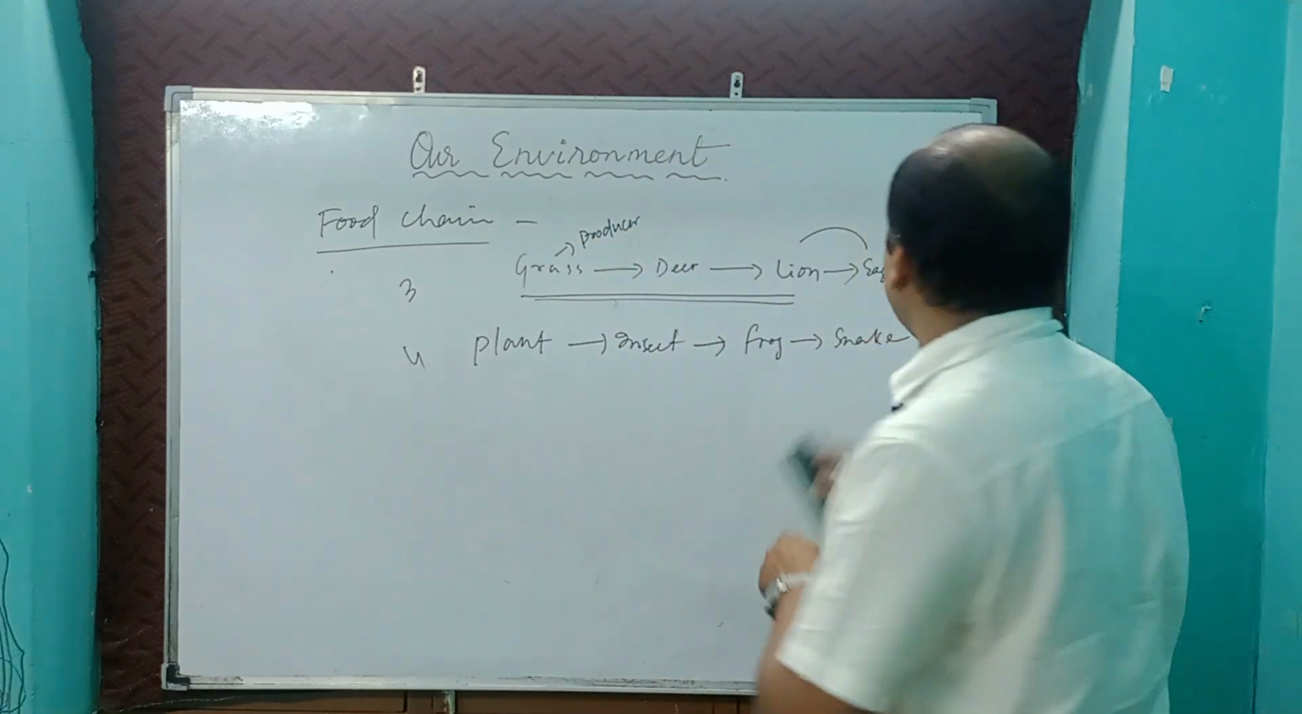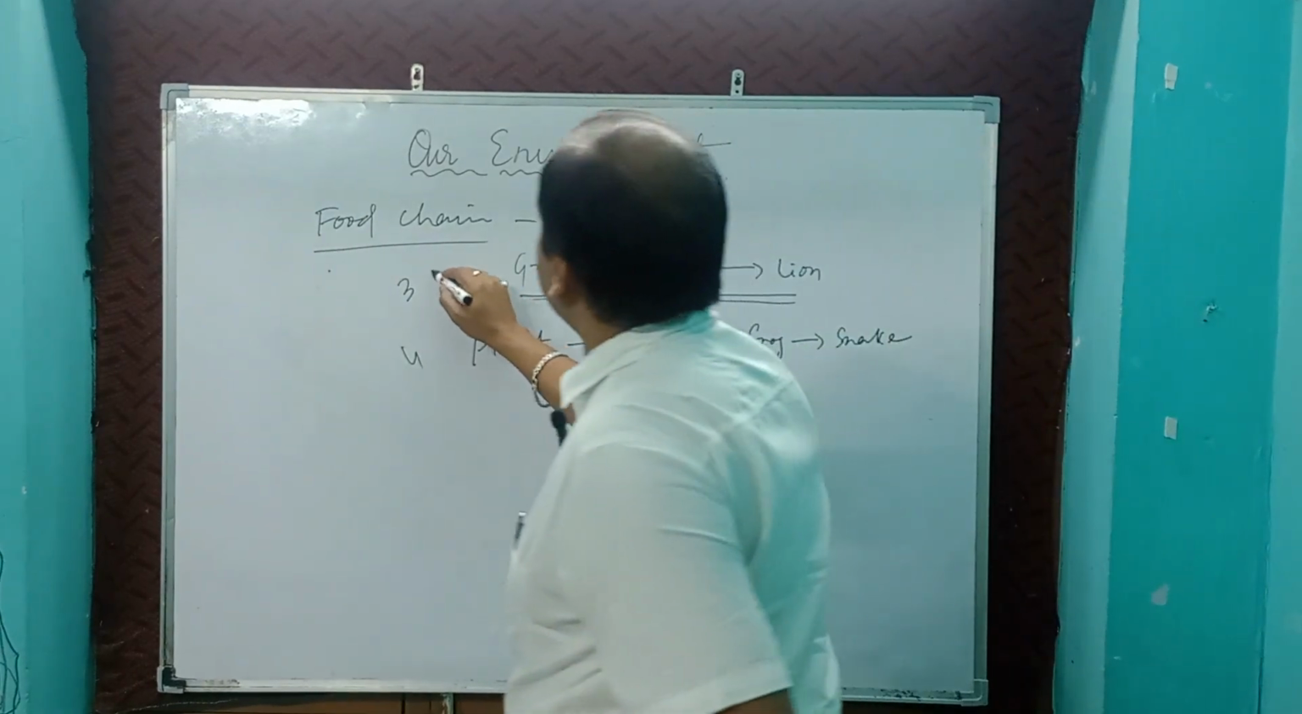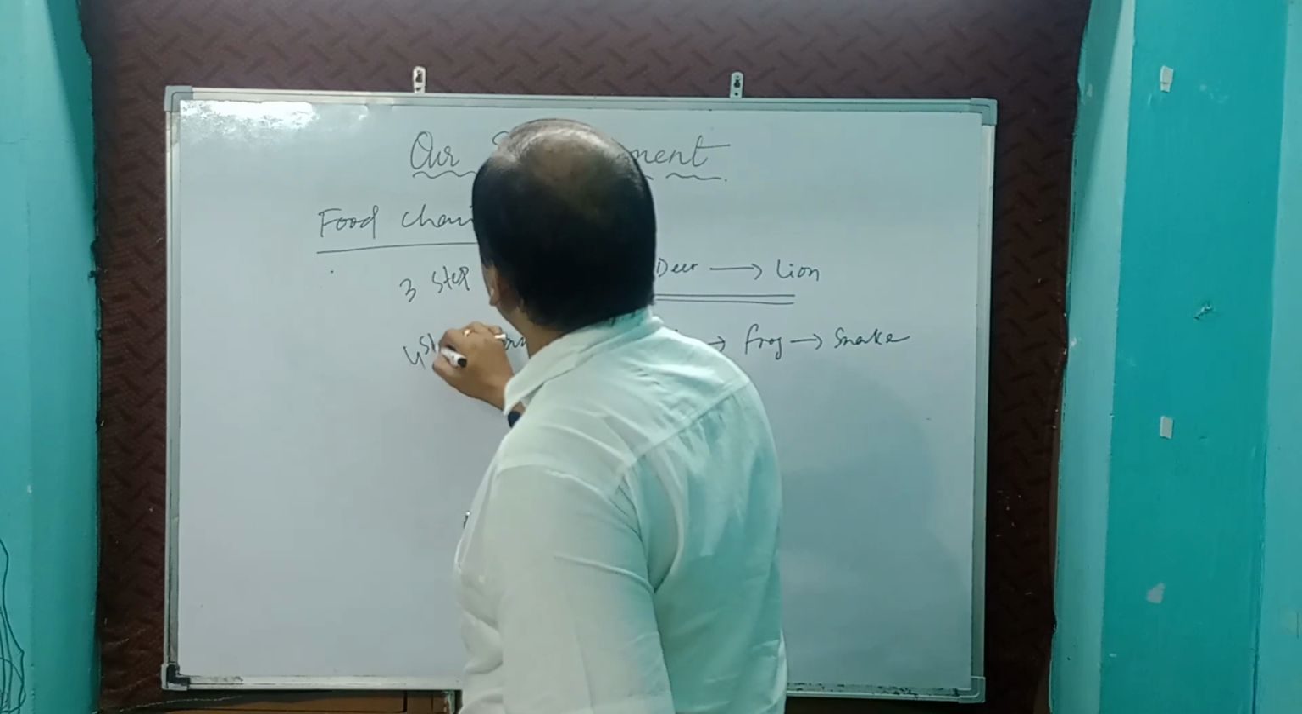Let us omit this one. Let us take 2 examples: it is 3 step, and it is 4 step.